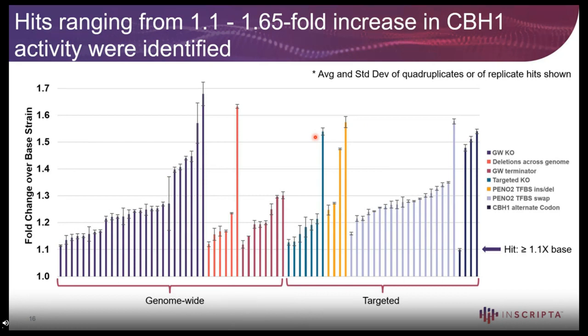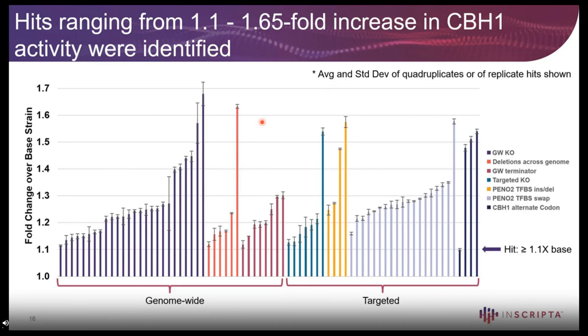And that's shown here. We identified hits ranging from a 1.1x to a 1.6-fold increase in CBH1 activity. I should mention the data shown here in the bar graph is the fold change over the base strain, and the bars show the average and the standard deviation of quadruplicates if we identified a hit only once.